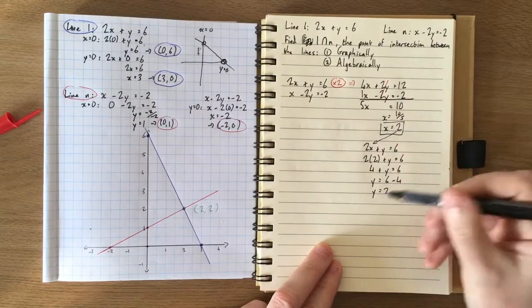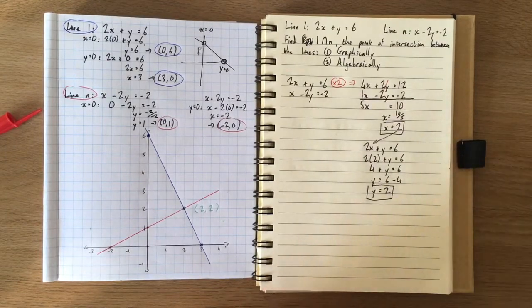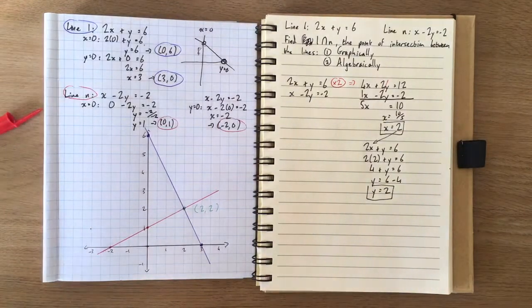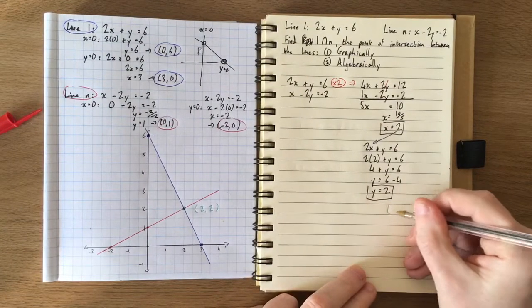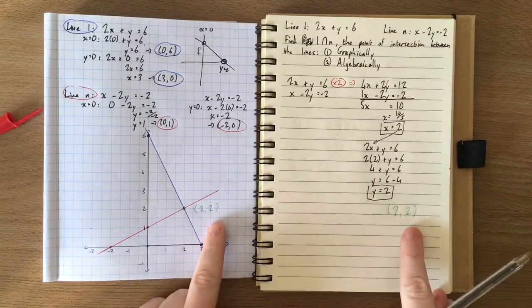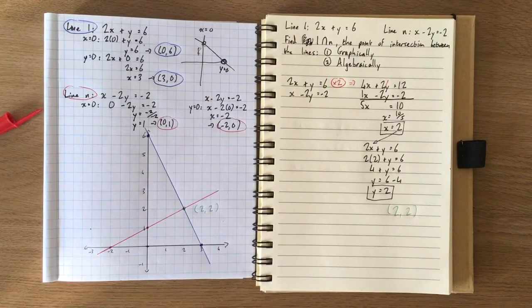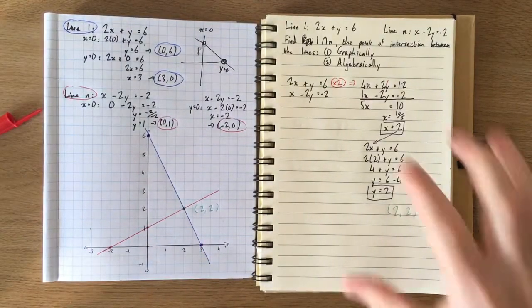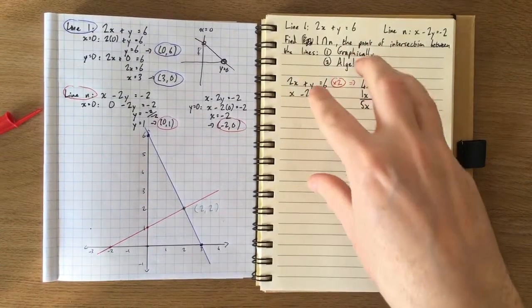So you've got an x coordinate of 2, a y coordinate of 2. So putting those together as a point, you get 2, 2 as your point of intersection, same as when I did it graphically. Okay, so as I said, I think algebraically, as you see there, is that little bit quicker rather than graphing the lines.